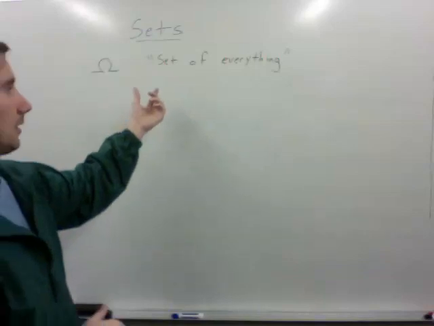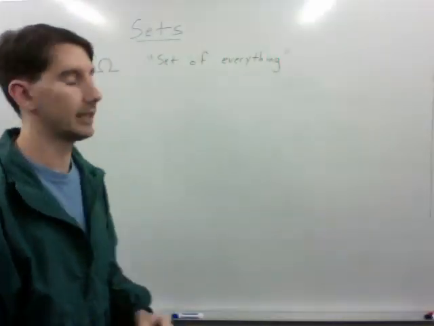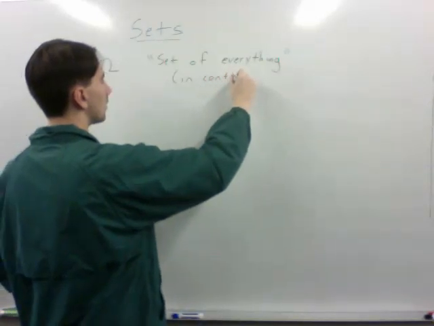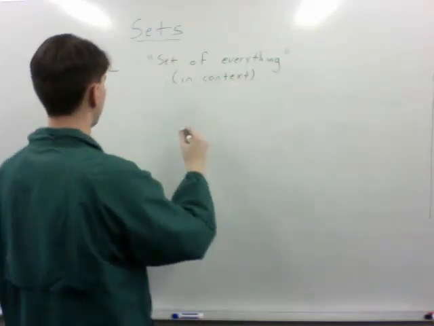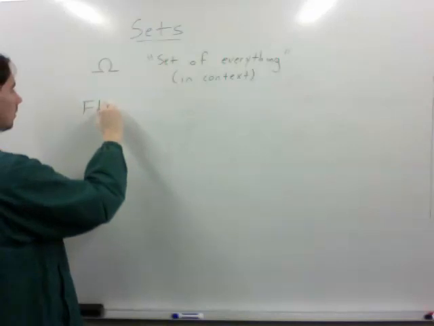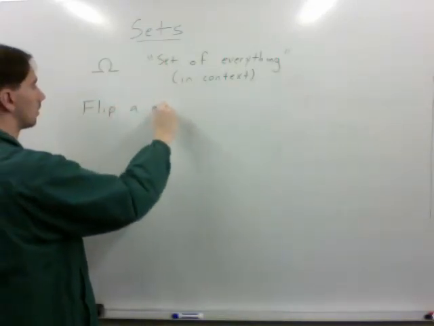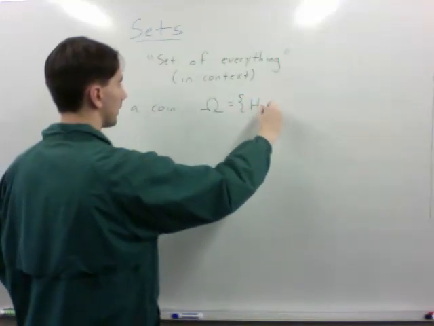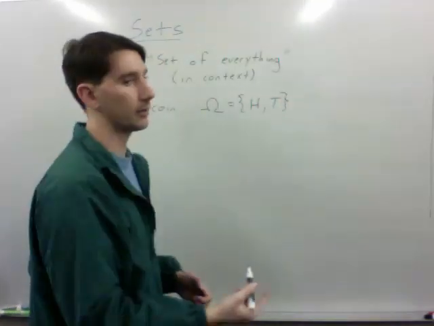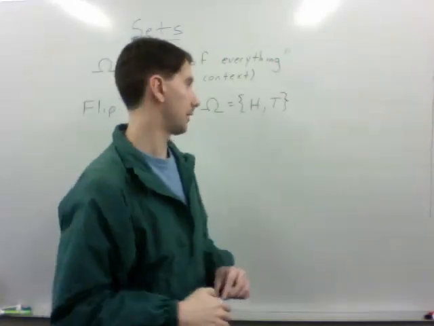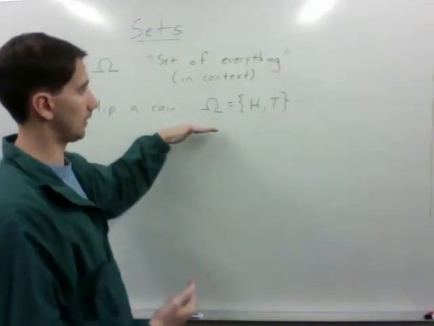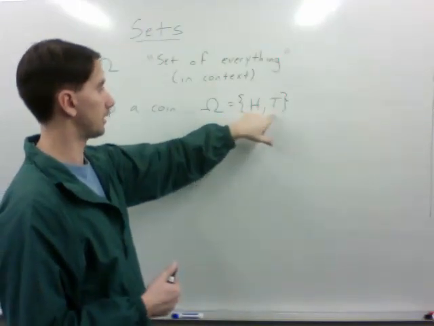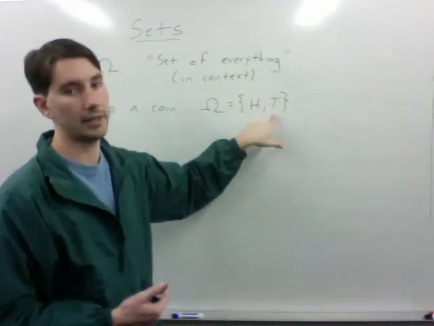Of course, we don't mean the set of everything, it's within context, I guess you could say in context. So if we flip a coin, we might have omega is just equal to heads and tails, because that's every outcome. So this is what I mean by the set of everything. I don't mean it includes everything, but it includes all the everything relevant, or everything within the context. So if we're flipping a coin, everything relevant are heads and tails.